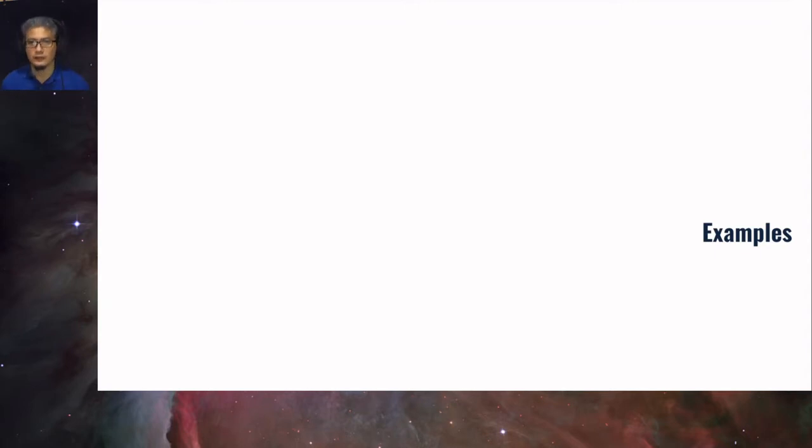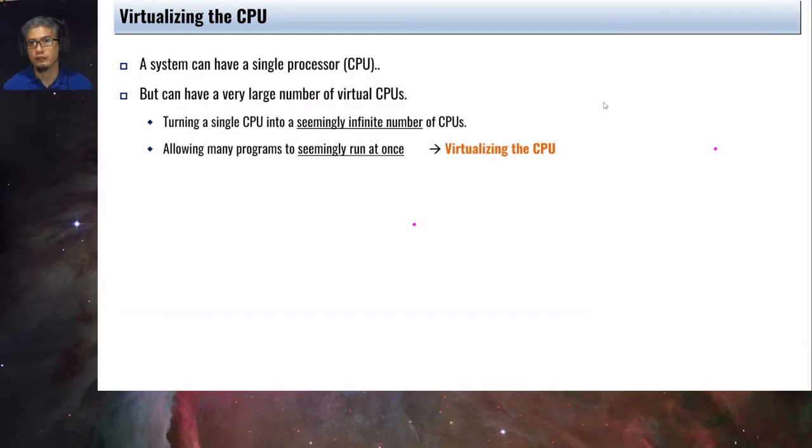Now let's take a look at some examples of how the operating system performs the responsibilities it is supposed to accomplish. Let's start with virtualizing the CPU. A system can have a single processor. During the early days, most hardware was composed of a single processor only, so you only have one execution unit. But as mentioned earlier, by virtualizing this single processor, we can have a seemingly infinite number of CPUs, allowing many programs to seemingly run at once.